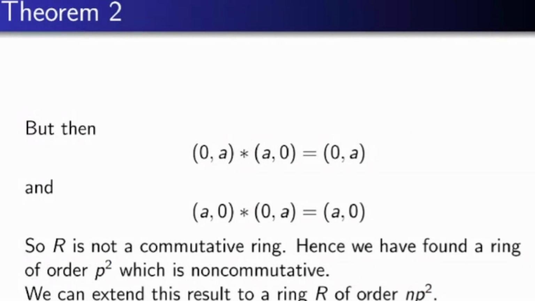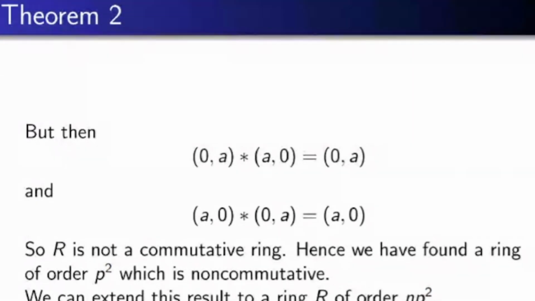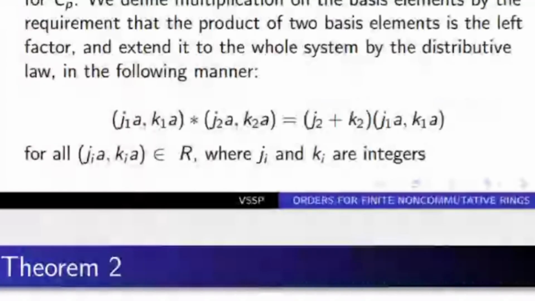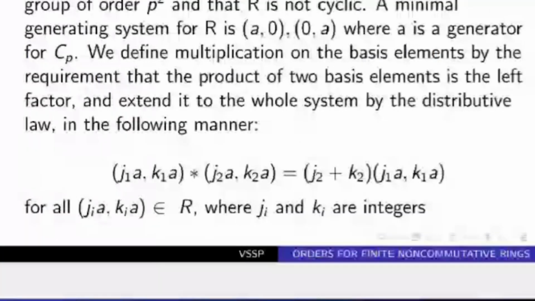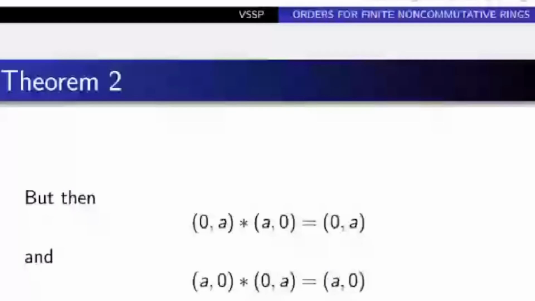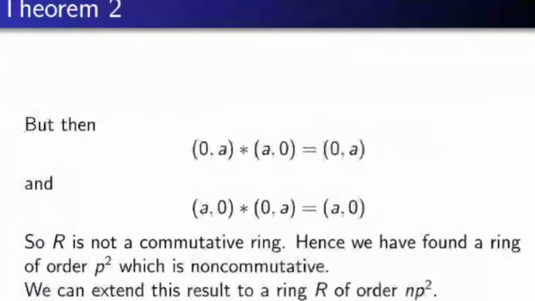0, A is an element from R, and this was the operation that we defined. J1 is 0. Yes. K1 is 1. For 0 comma A, J1 is 0, K1 is A, and for A comma 0, J2 is 1 and K2 is 0. Is it easy to see?